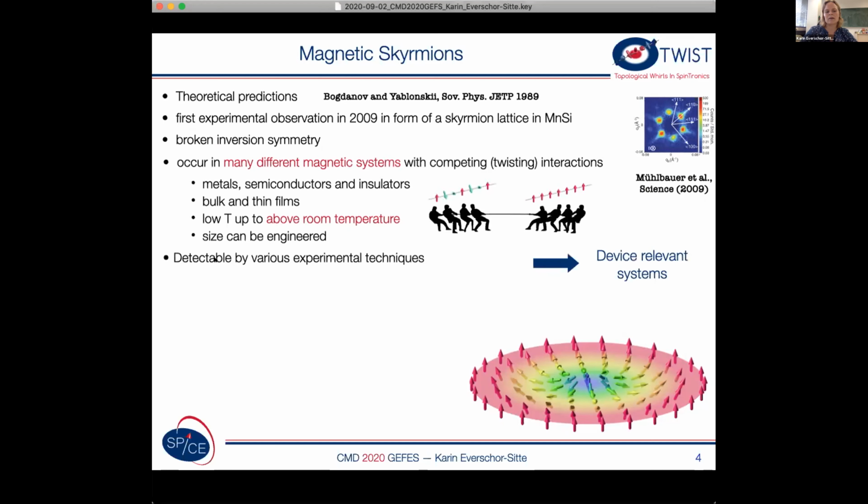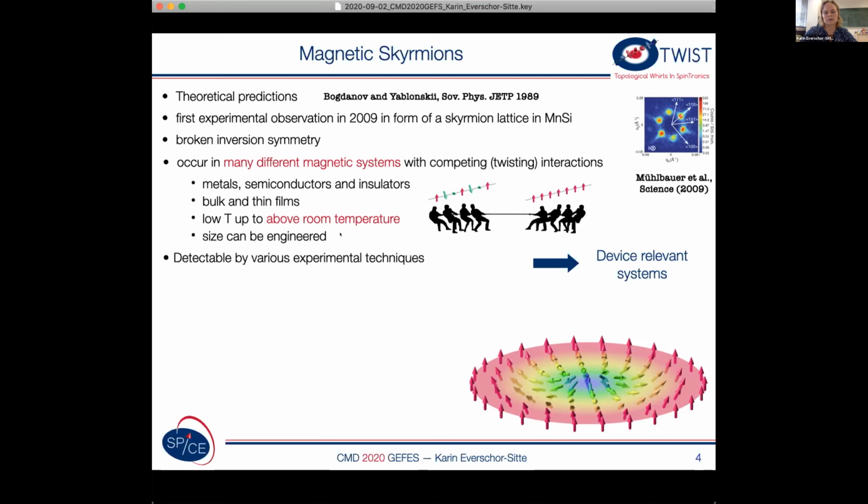And the reason, from a theoretical side, why they occur in so many different magnetic systems, as we have heard also in the last talks before, is that what you basically need as an ingredient are two types of different interaction scales. One interaction where you would like to have them all pointing up, something that favors a ferromagnetic or some ordering type of interaction, and one that would like to have them canted. And therefore you can have them in metals, semiconductors, insulators, bulk and thin films, low temperature, and of course above room temperature. This makes them interesting, and they now appear in device relevant systems.